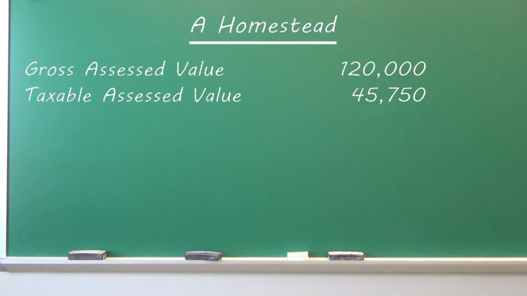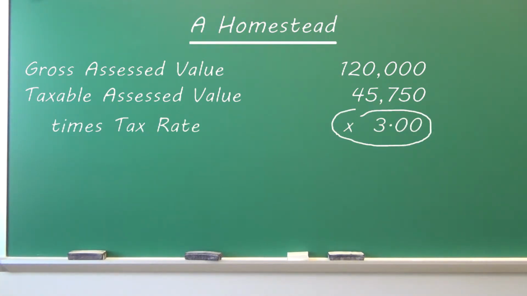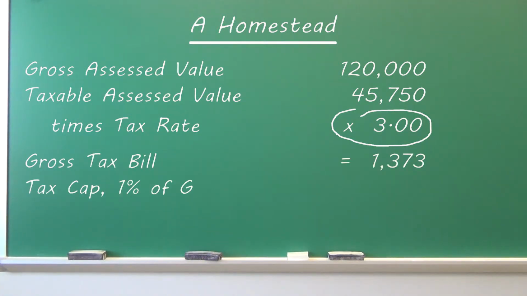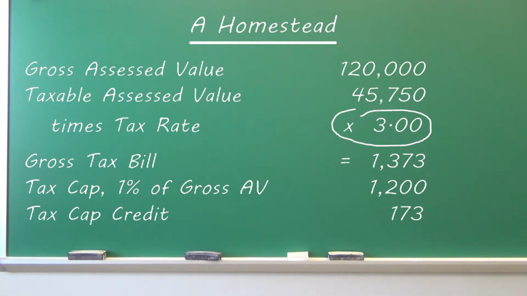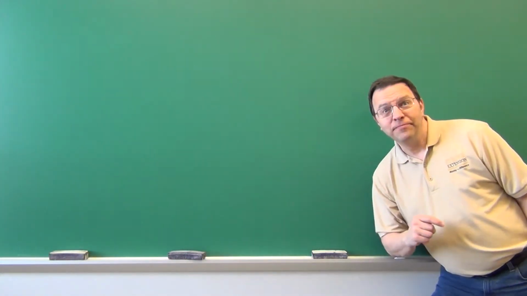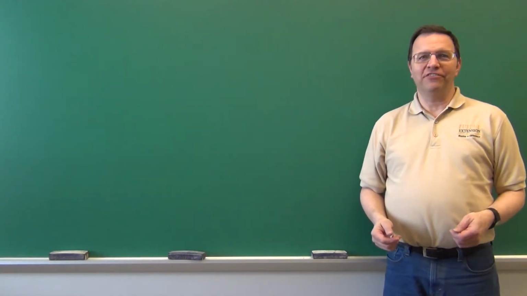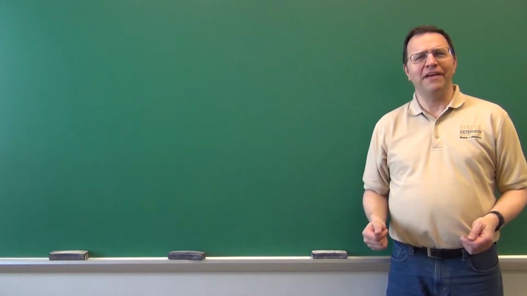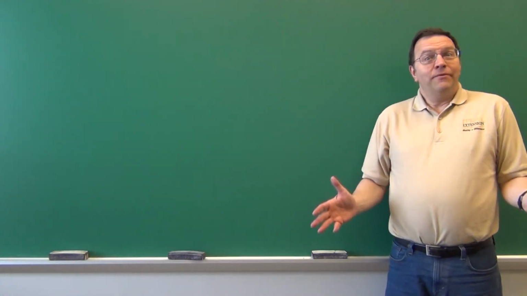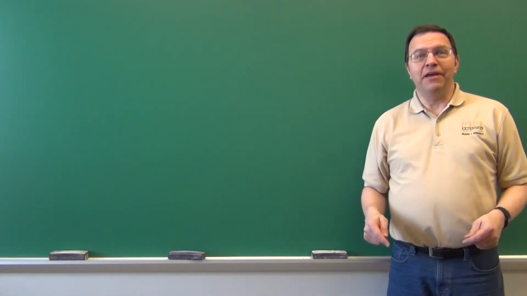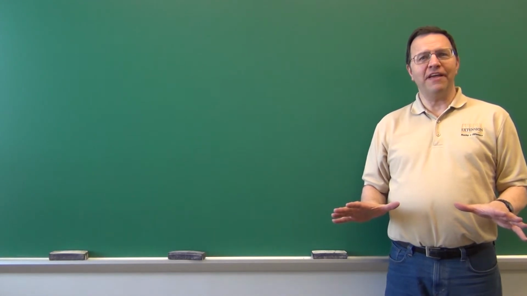But what if the tax rate is higher, say $3 per $100 assessed value? Then the tax bill is $1,373. That's more than the 1% tax cap. To bring the tax bill down to the $1,200 cap, the homestead gets a credit of $173. That turns out to be important. When tax rates are higher, taxpayers are more likely to exceed their tax caps, and local governments won't collect their full tax levy. But then, how do we divvy up the amount that the taxpayer actually paid among the overlapping governments that receive the taxes?